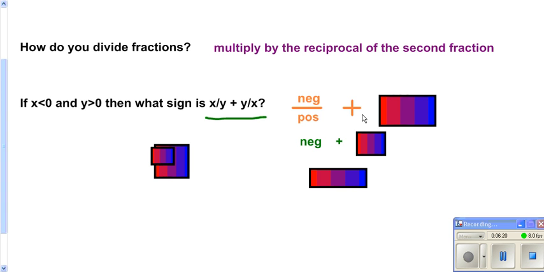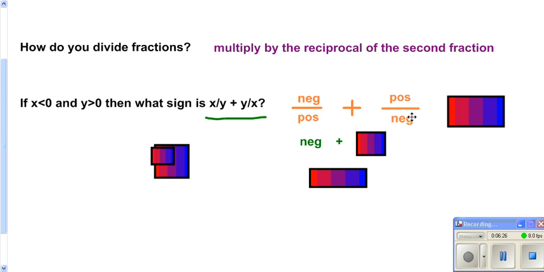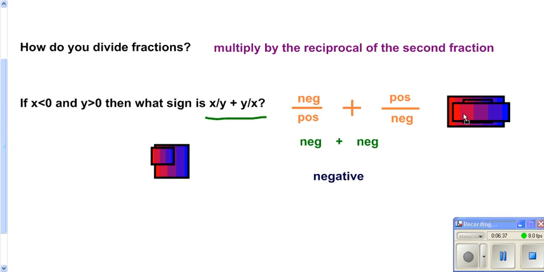When we look at the second one here, it's y, which is positive, over x, which is negative. So that's what we're saying here. Dividing two numbers of opposite signs, you know you get a negative answer. So then you're just adding two negatives together, and a negative plus a negative is a negative.